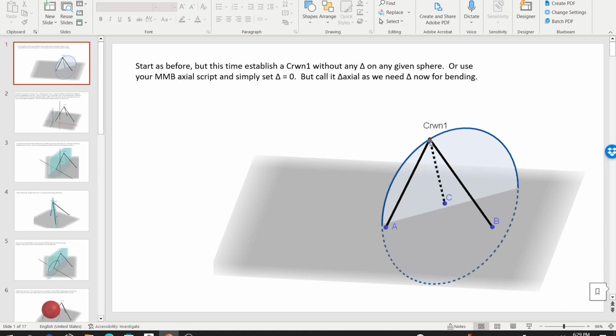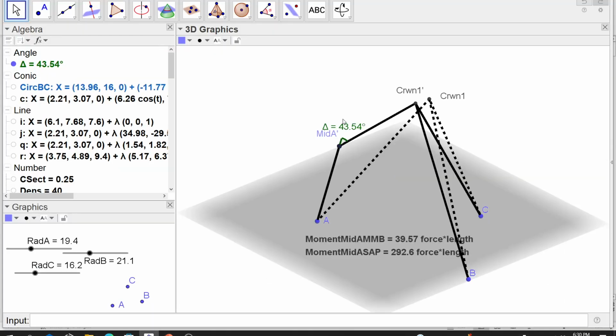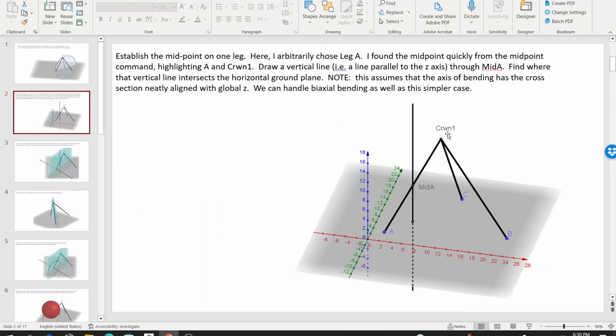The strategy is to establish an unambiguous crown, the intersection of a circle with 2 spheres or the intersection of 3 spheres. You know how to do this, right? So get that. You can in fact take your old script and set delta equal to 0. If you had a delta on the bar as an elongation, just set that equal to 0. Rename that as delta axial, because now I need to use delta for the angle. So that's easy. The next question is, how does the strut bend due to its self-weight?